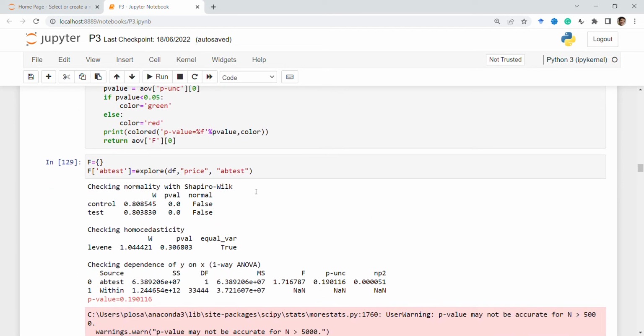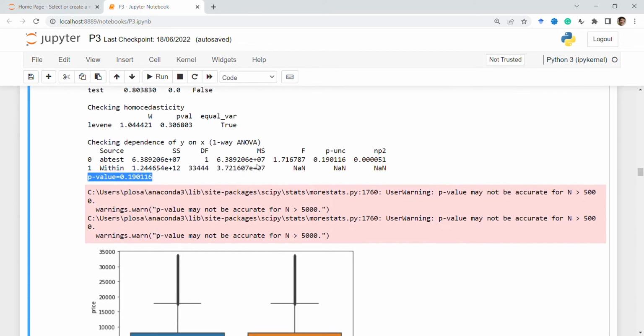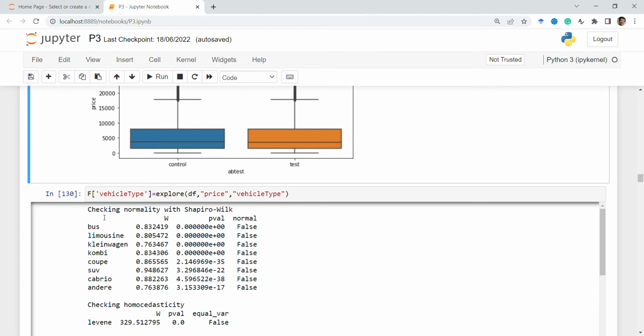Is there any relationship between the price and having a test? No, it doesn't seem to be such a relationship. So having a test to sell your car doesn't seem to affect the price. Then, is there a relationship between price and vehicle type?